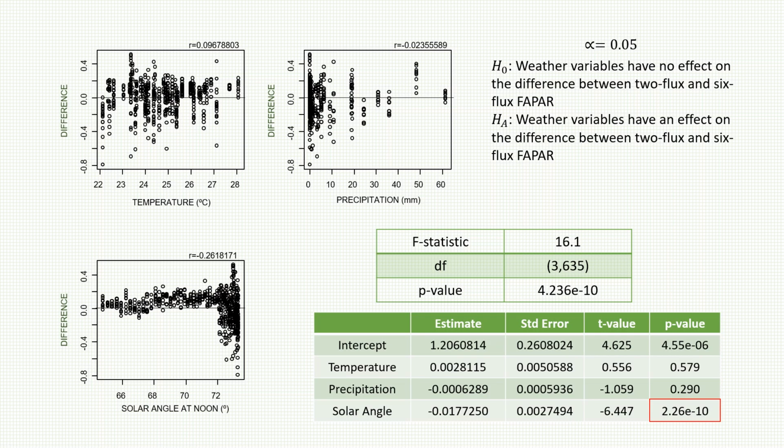The second part of the analysis is finding out if weather conditions have an effect on the accuracy of 2-flux FA-PAR. So here we plotted the difference between the true and test value with temperature, precipitation, and solar angle. Here we can see with a multiple linear regression hypothesis test that temperature and precipitation present high p-values, whereas solar angle presents one lower than the alpha level.